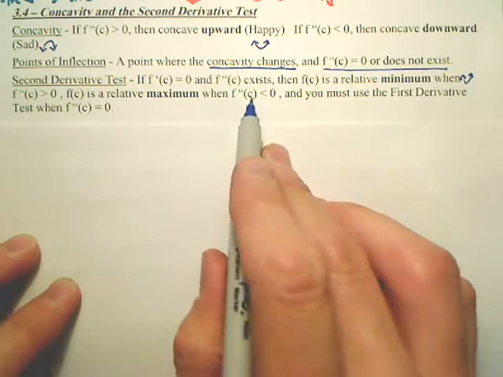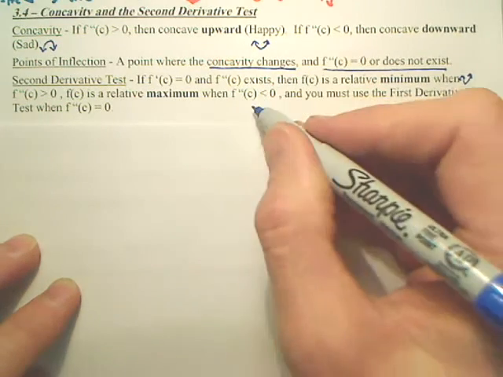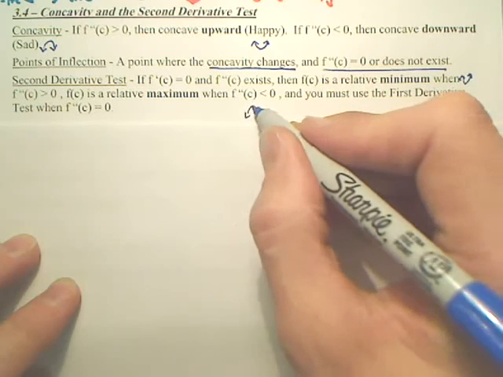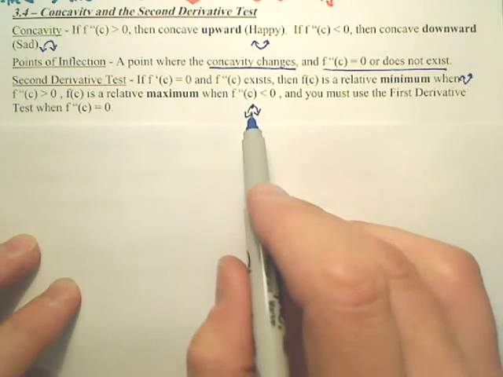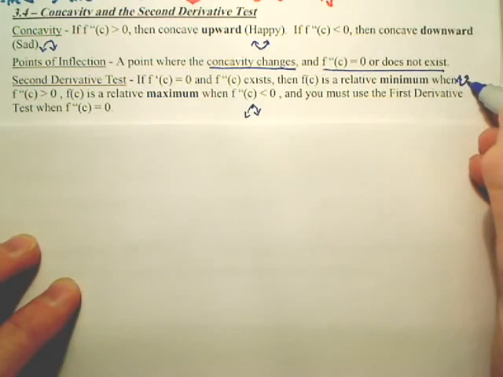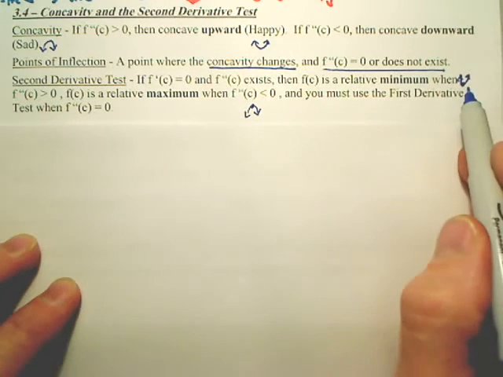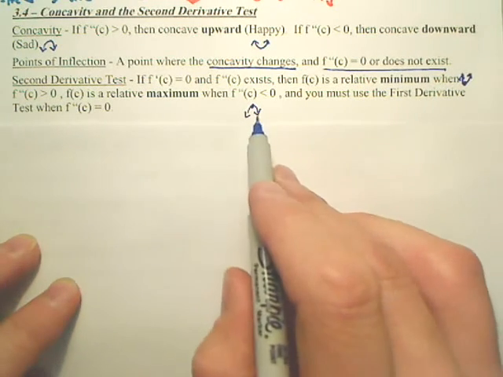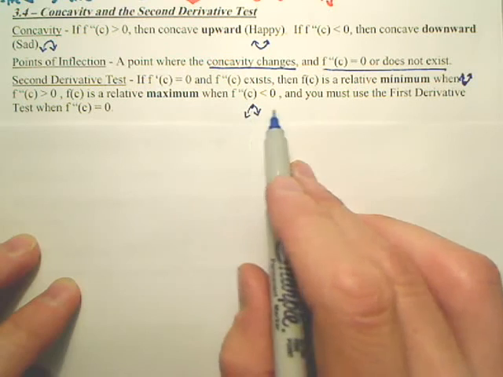It's a relative maximum because the second derivative is less than 0. So isn't that saying it's sad? So isn't that a max? It's a minimum because it's happy. It's a maximum because it's sad. That's what it's trying to say.